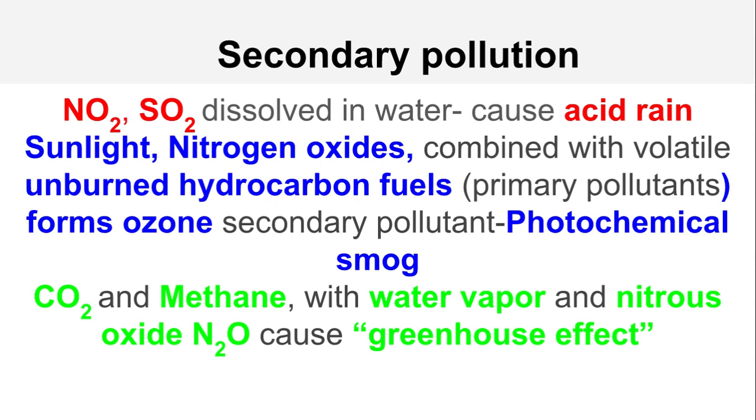Someone might say that ozone is a good thing. What's wrong with ozone? Ozone is a good thing, but we need a layer of ozone up in the higher layers of the atmosphere. At ground level, ozone is hurtful and causes problems for us. Other gases like carbon dioxide and methane, with water vapor and nitrous oxide, cause the greenhouse effect.